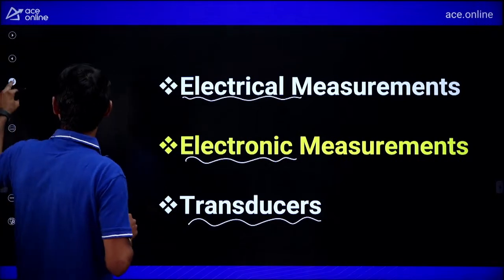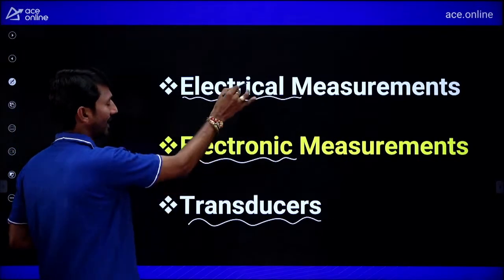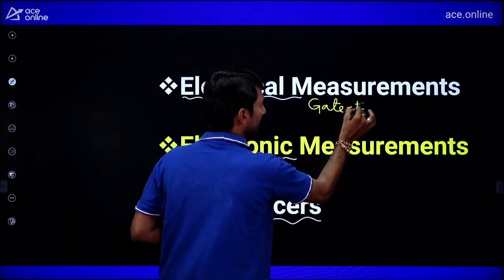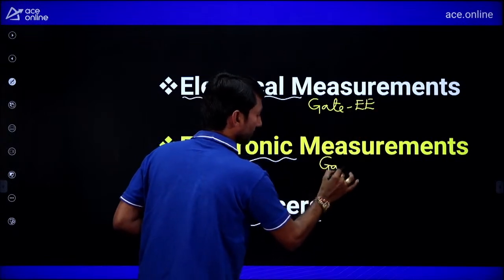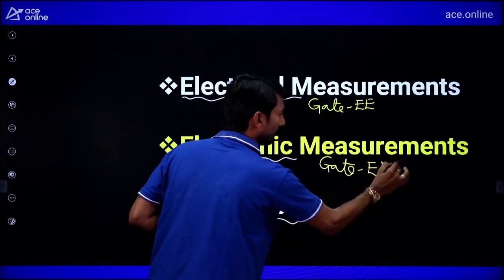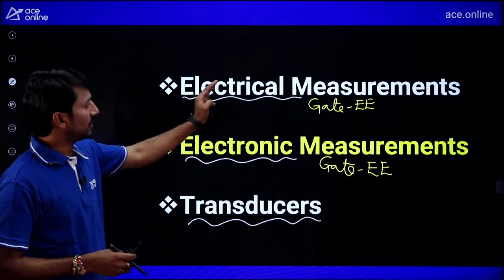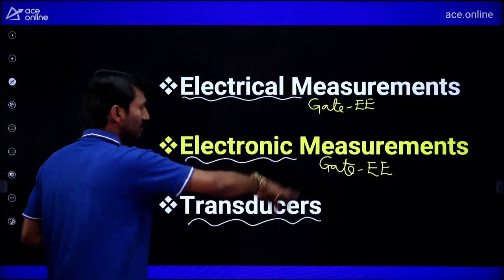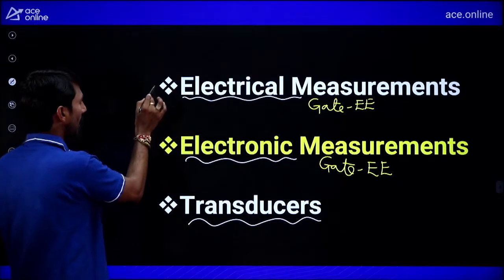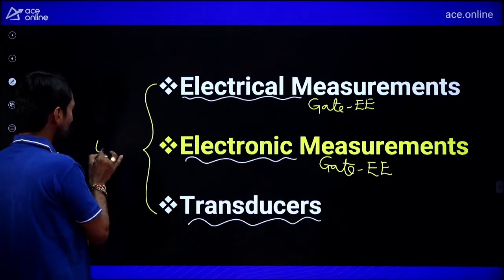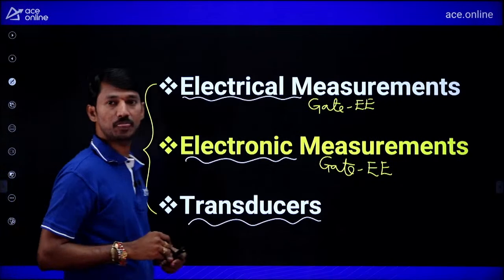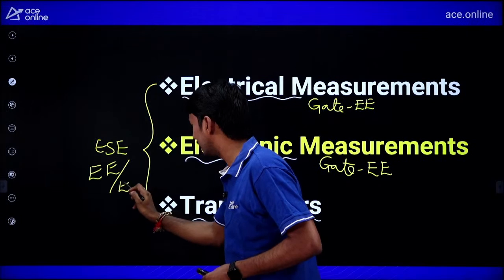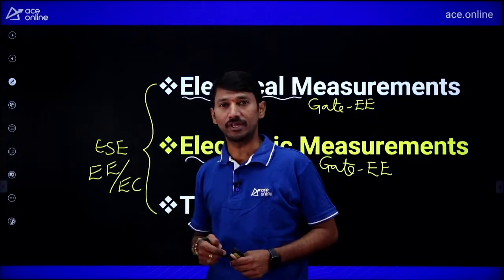But electrical measurements and electronic measurements, both are there for GATE electrical people. The subject name is electrical measurements and electronic measurements. And the entire syllabus is available in the engineering services examination for electrical as well as electronics and telecommunication or electronics and communication.